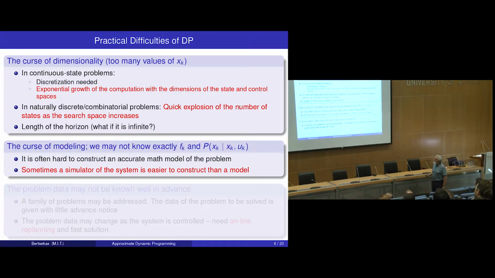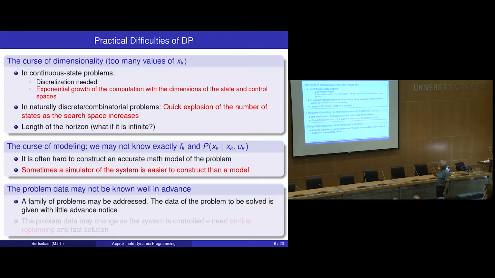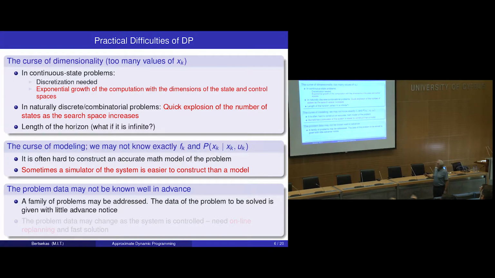Okay, here's a third curse. And this is the following. The problem data may not be known well in advance. Instead, a family of problems may be of interest, and the data of the particular problem that you are interested in for that day may be given with little advance notice. Like take, for example, a truck that's supposed to go around the city and perform various services at service points. Now, the map of the city may be available, however, the location of the service points may not be available until early in the morning when the driver starts out to go around.